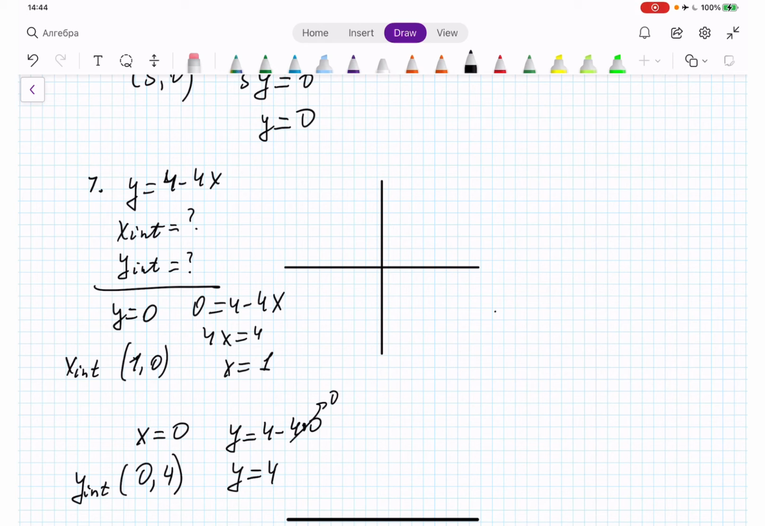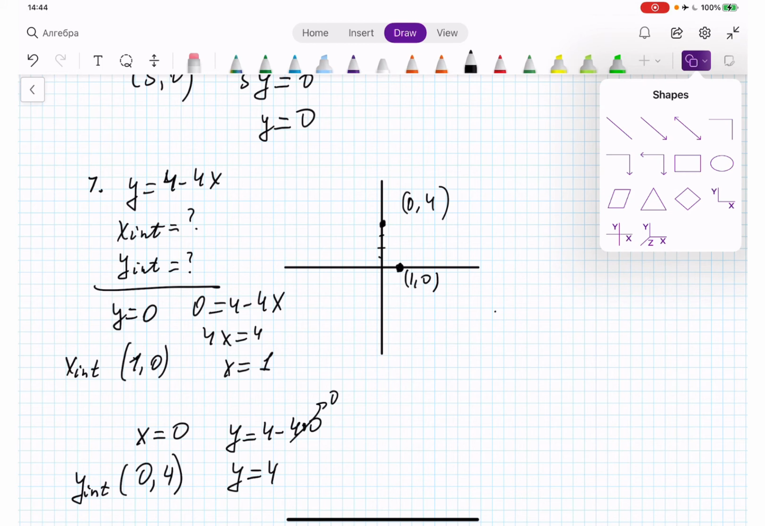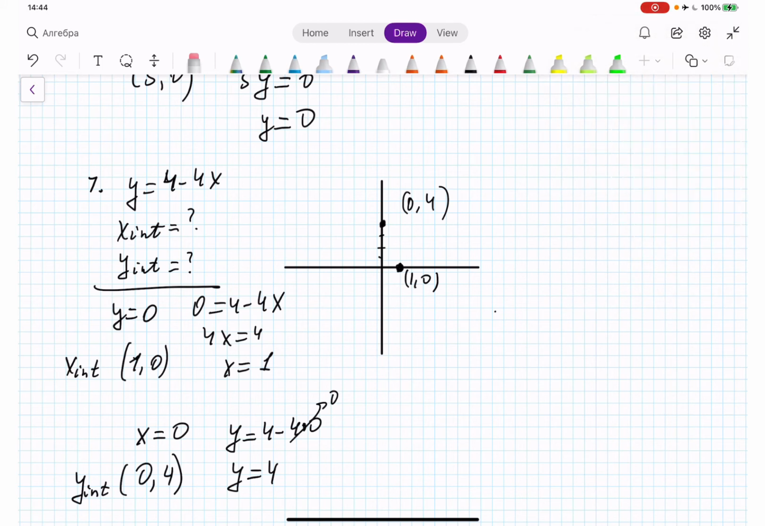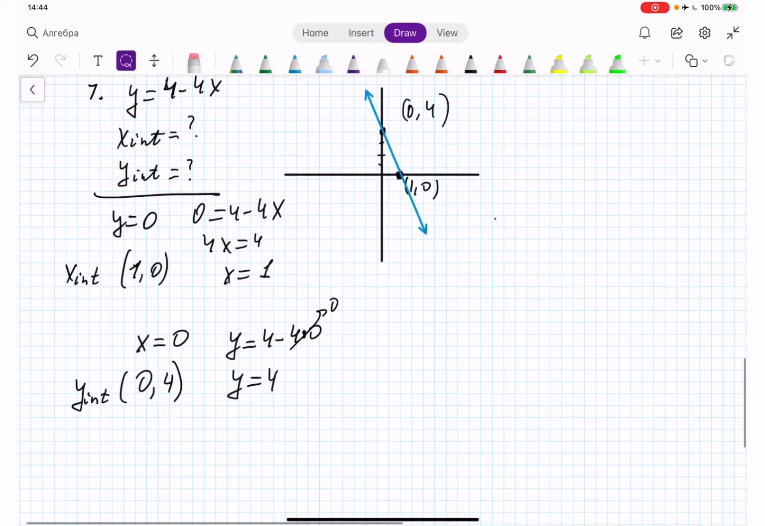So x is 1, y is 0. And for y, x is 0 and 4. Okay, all we have to do is build the graph. There we go. Number 8.